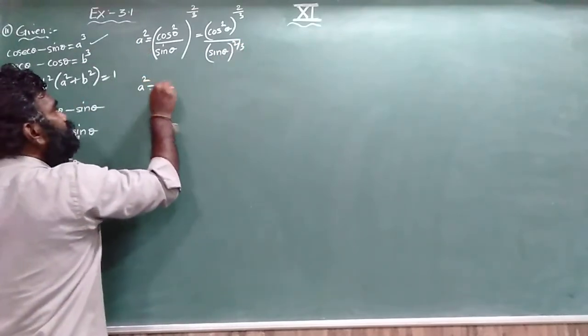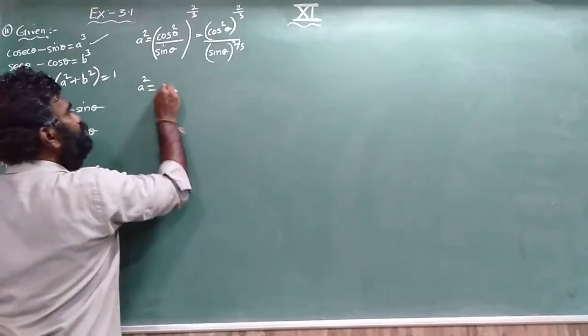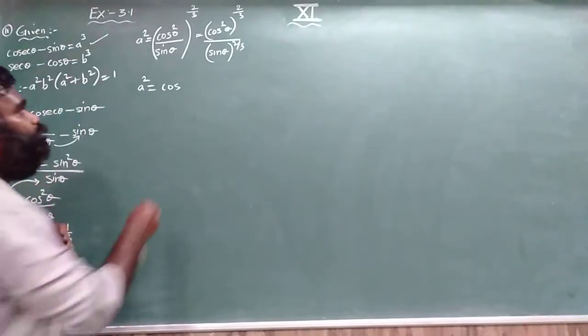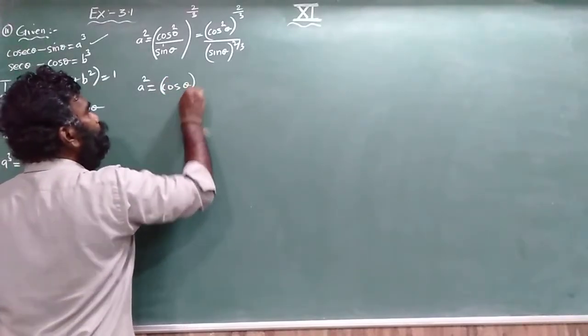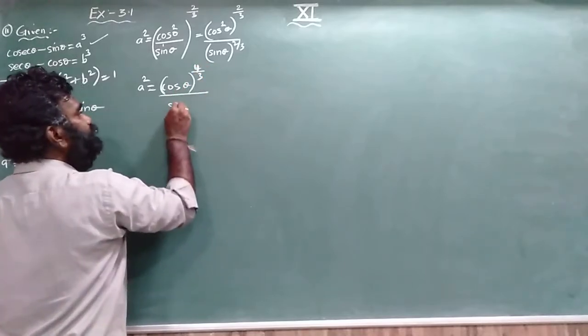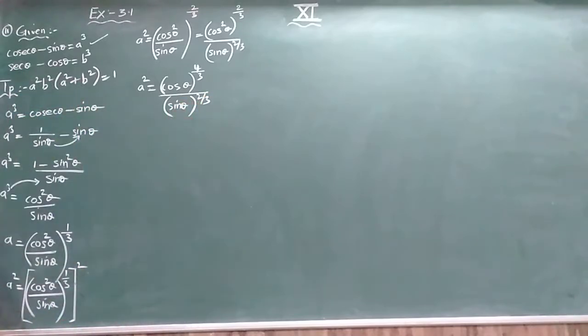So a square is equal to, now 2 2s are 4. Therefore a square is equal to cos theta whole power of 4 by 3 divided by sin theta whole power of 2 by 3. This is nothing but a square.